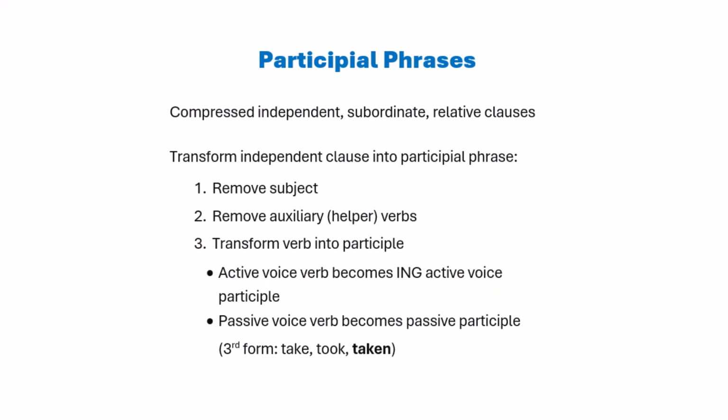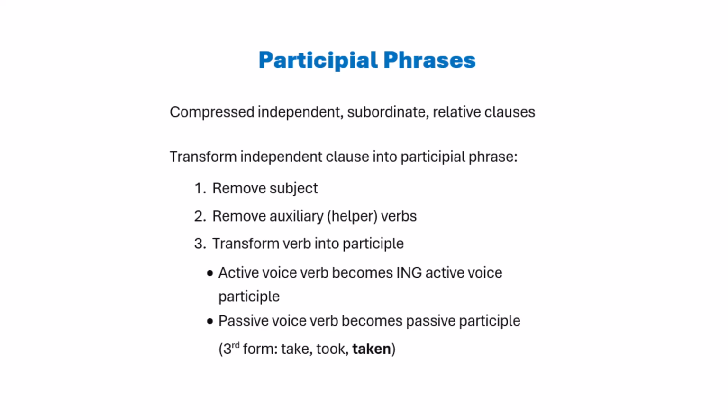Participial phrases can be thought of as compressed independent, subordinate, or relative clauses. This lesson will cover transformations of independent clauses, subordinate clauses, and relative clauses into participial phrases. The procedure to transform an independent clause into a participial phrase is: 1. Remove the subject. 2. Remove any auxiliary or helper verbs. 3. Transform the verb into a participle.